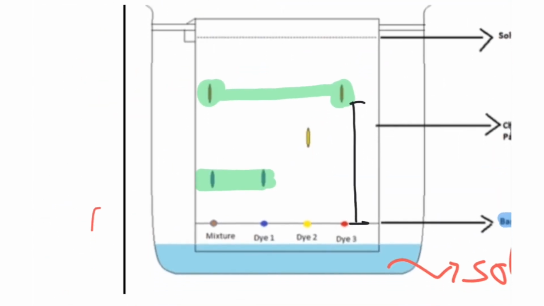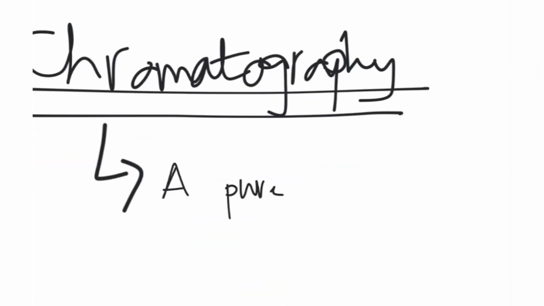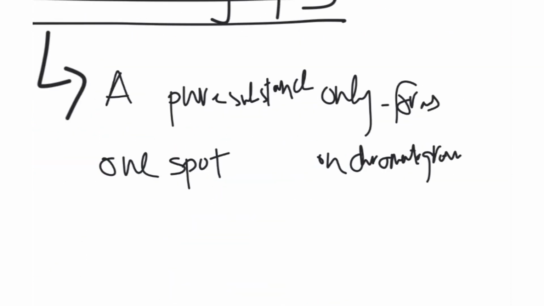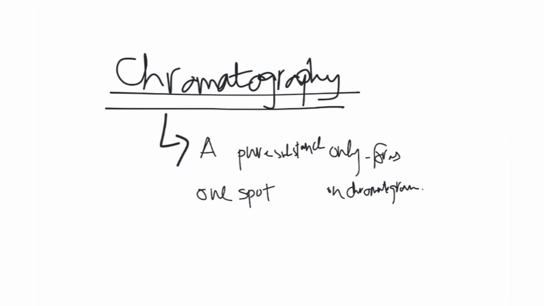Now here we have a mixture and three dyes. If you see that the mixture has made two spots and each of the dyes has made only one spot, we can say that these dyes are pure, because a pure substance always forms one spot on the chromatogram. This is especially useful for substances which cannot be easily melted or distilled.